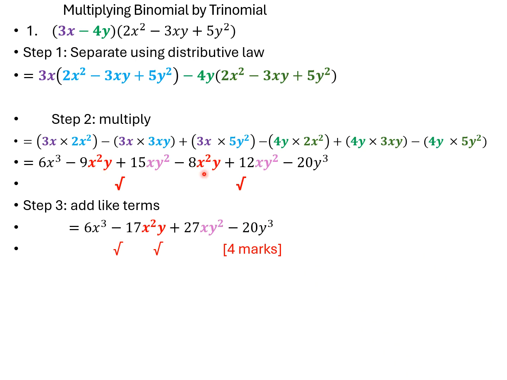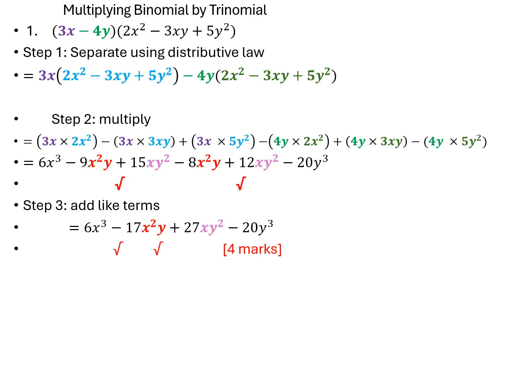And there you see I have x squared y and x squared y. I've colored them in red to show you those are like terms. So minus 9 minus 8 would give me negative 17, or minus 17. The xy squared and xy squared are like terms, so 15 plus 12 would give me 27xy squared, and minus 20y cubed. There's no partners, so it stays minus 20y cubed. So another mark for adding those two like terms, and another mark for adding these two like terms. And that is how we put the 4 marks together.